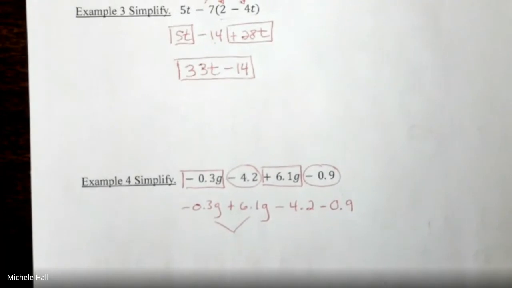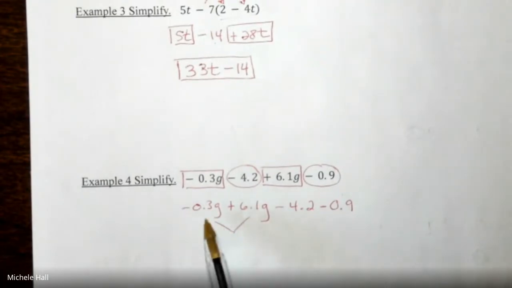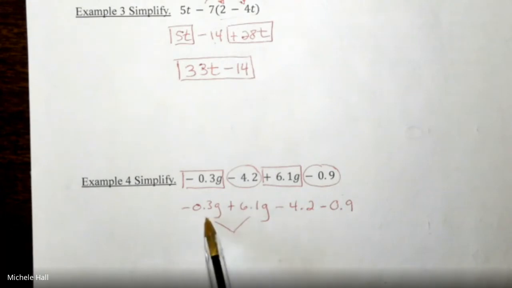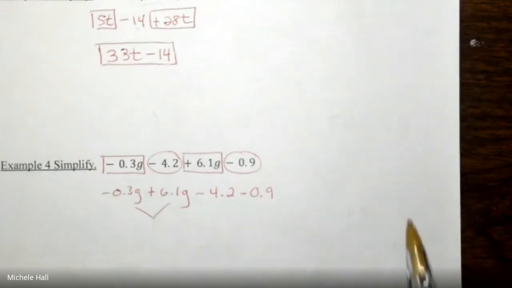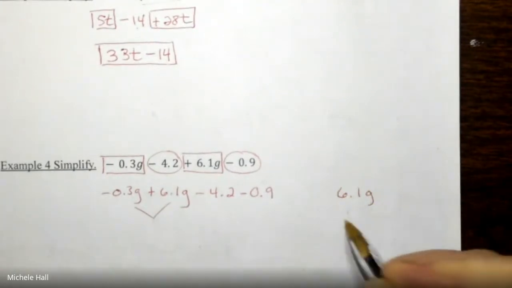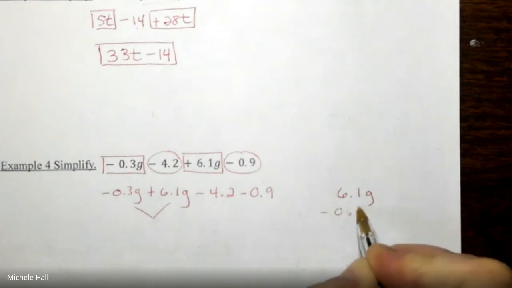All right, I'm looking at a negative 0.3 and a positive 6.1. These are different signs, so I need to subtract them. I'm going to go off to the side and subtract these two decimal numbers. The larger number has to go on top. 6.1 is larger than 0.3, so I need to put this one on top. So I have a positive 6.1 G and a negative 0.3 G.